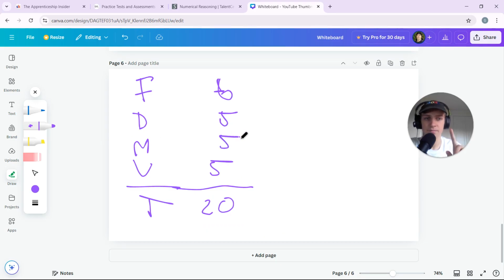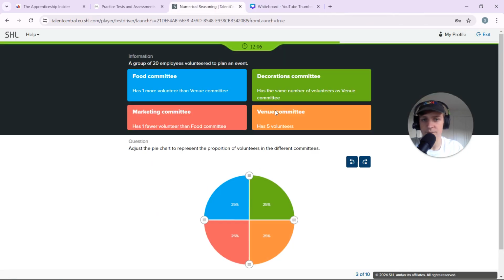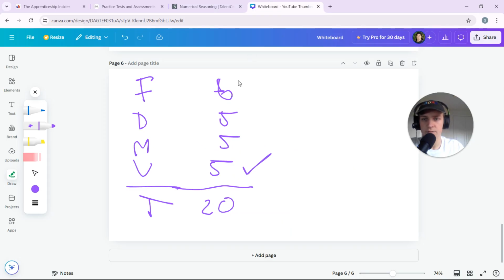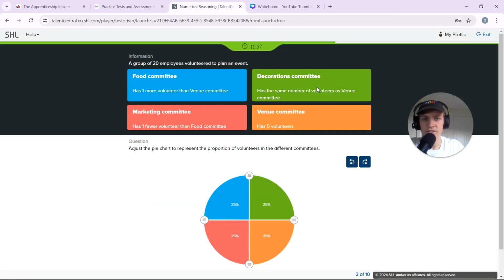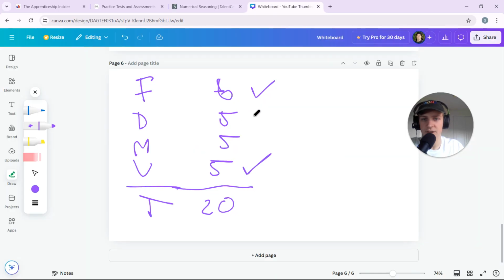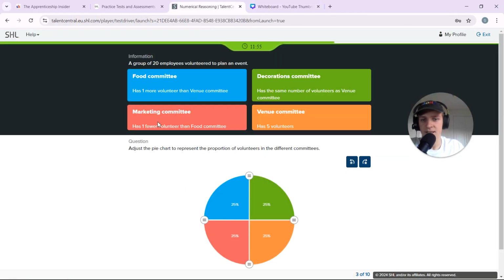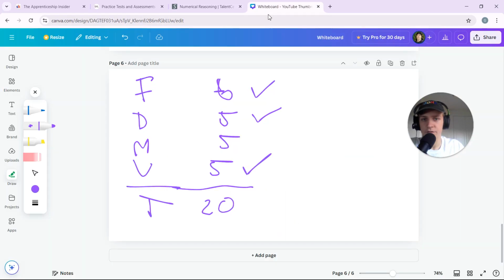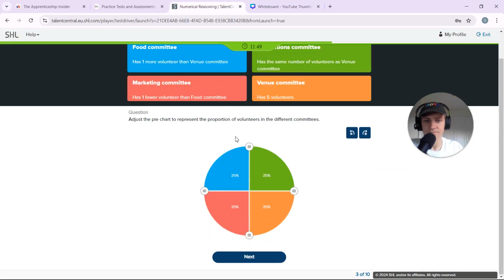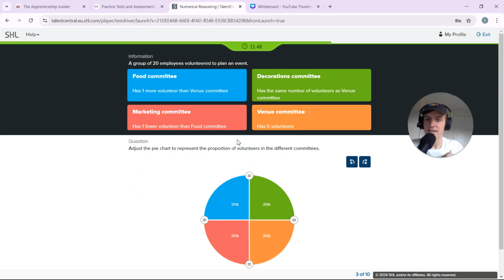Now that doesn't add up. Okay, it doesn't add up. So I've made a mistake there because that obviously doesn't add up. So let me just check what I've done here. Venue has 5 volunteers. Yep, I'm happy with that. Food has 1 more than venue. Yes, 6. Decorations has the same as venue, so decorations has 5. Yeah, I'm happy with that. And then marketing has 1 fewer than food. I'll be honest, I think their question's wrong. Because that doesn't make sense.